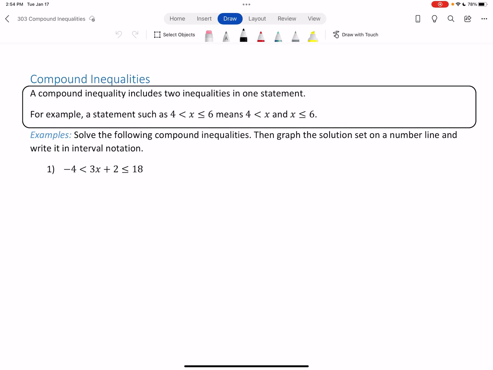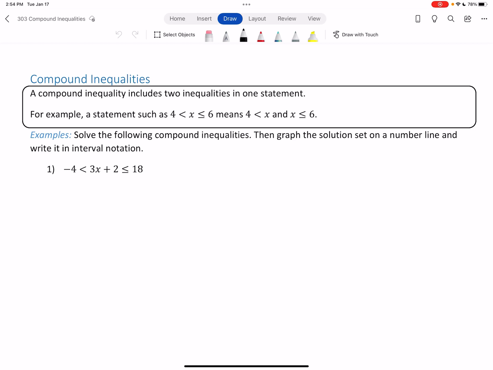Compound inequalities are just two inequalities stuck together. So if we look at the statement 4 less than x less than or equal to 6, it really means that 4 is smaller than x and x is smaller than or equal to 6. We just stick it together with the x in the middle, squished between the 4 and the 6.